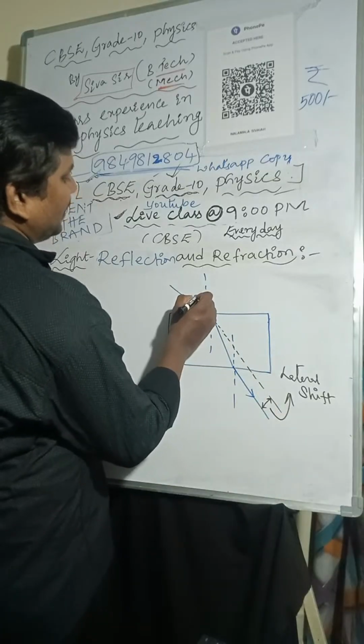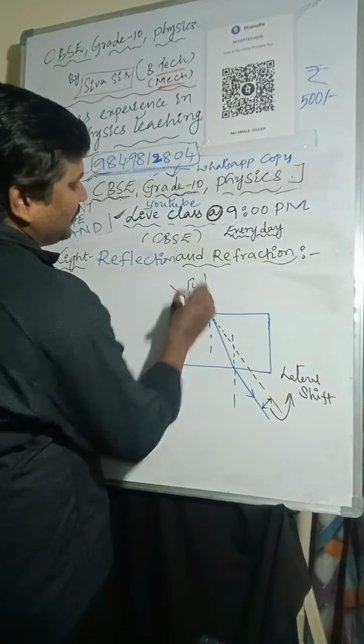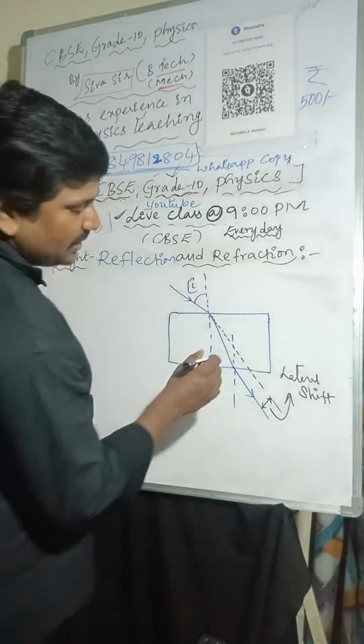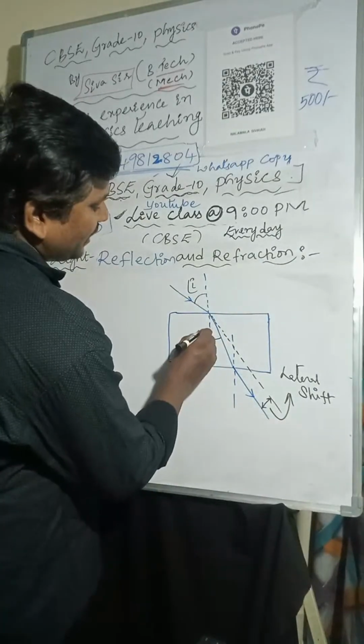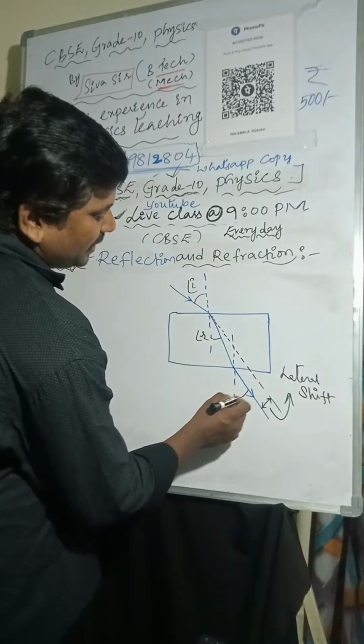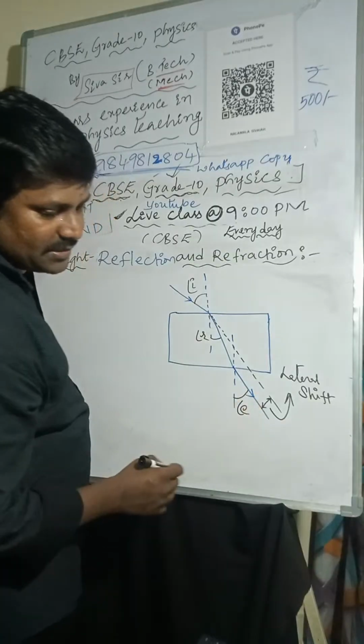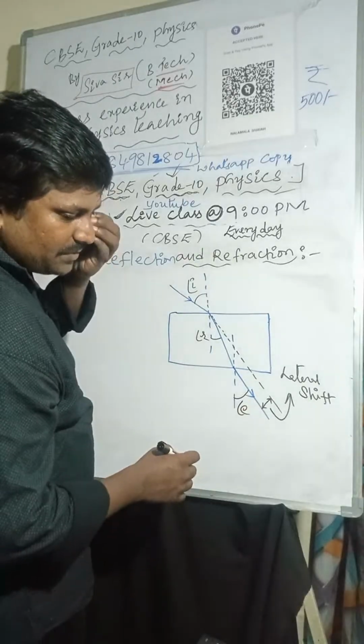The angle between the incident ray and normal line is called angle of incidence, the angle between normal line and refracted ray is called angle of refraction, and the angle between normal line and emergent ray is called angle of emergence.